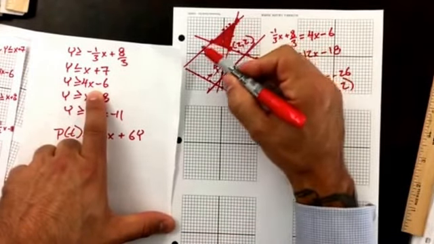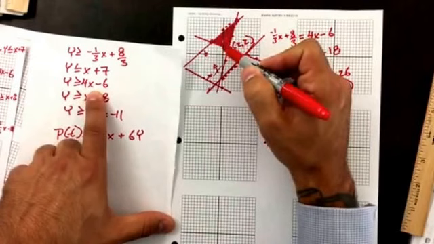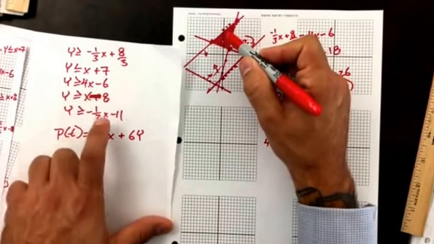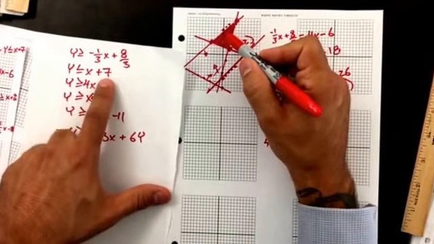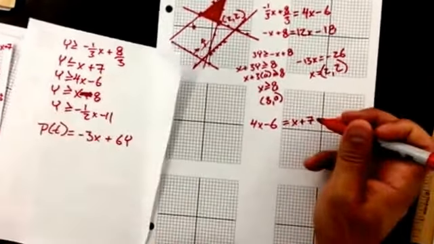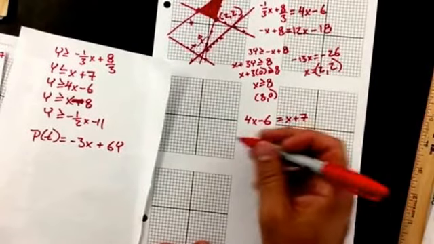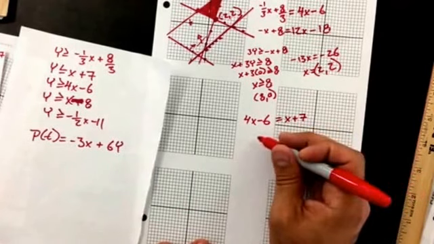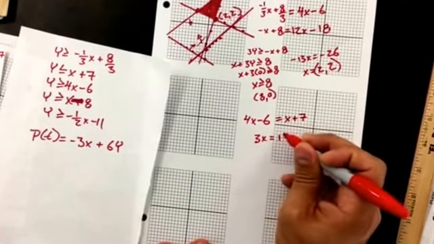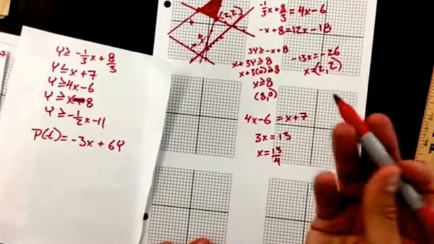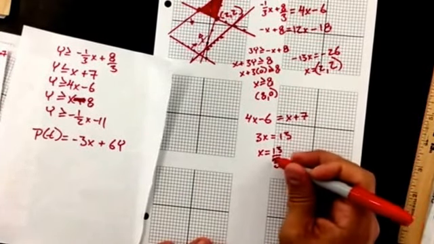And this line right here is the one with a y-intercept of 2, 4, 6, 8, 7. The y-intercept is 7. Set those equal to each other. I'm going to subtract the x. I'm going to add the 6. So I get 3x equals 13. Divide by 3. Oops, over 3. 13 over 3.